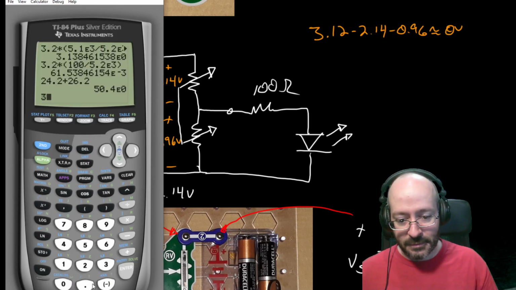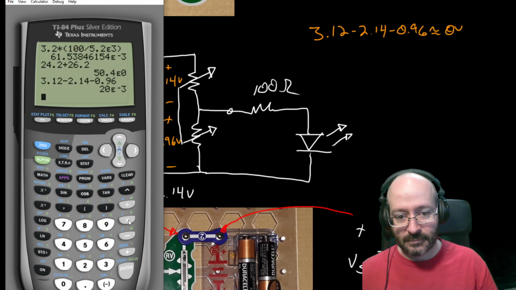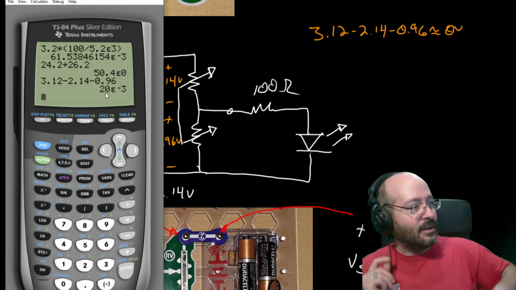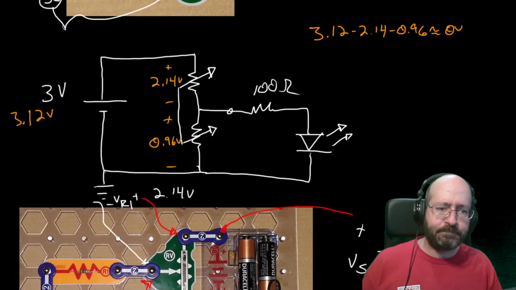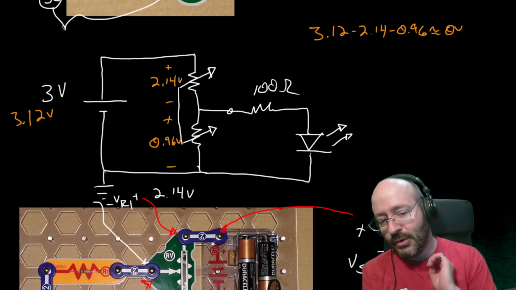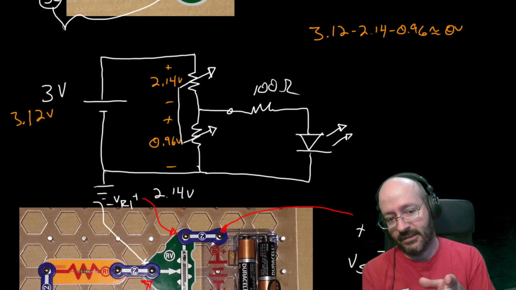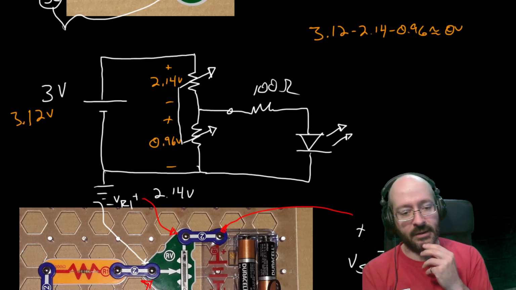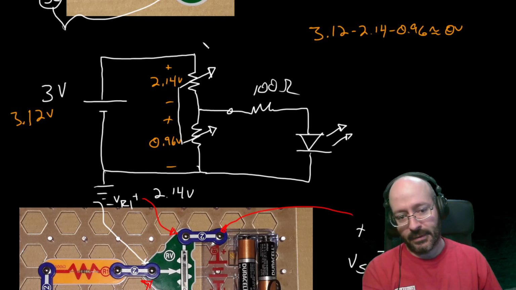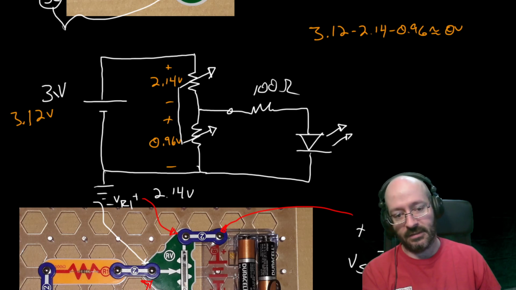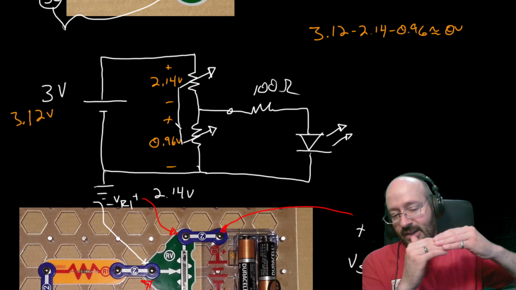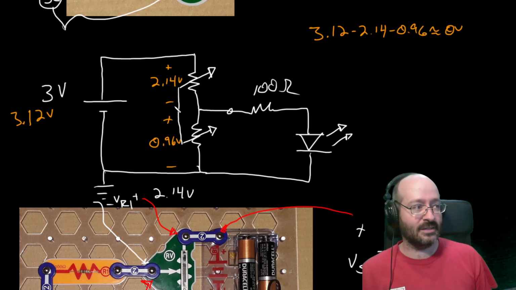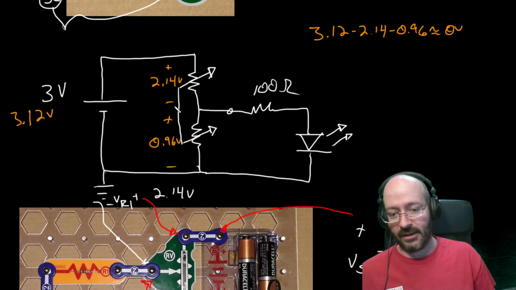Okay, so 3.12 minus 2.14 minus 0.96. Okay, 20 millivolts was my error there. Over 3 measurements, I think we're calling that pretty good. Okay, so if you move the slider to the other side and you do this again, you're going to get the same addition working. Okay, it's always going to add up. These two voltages are always going to add up to this voltage, but how they get split, how they get divided, is going to depend on the position of the slider, and we can use that to vary how a circuit's operating.